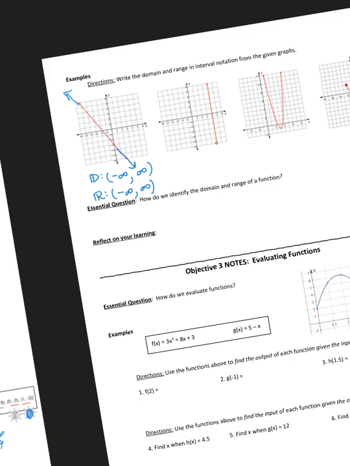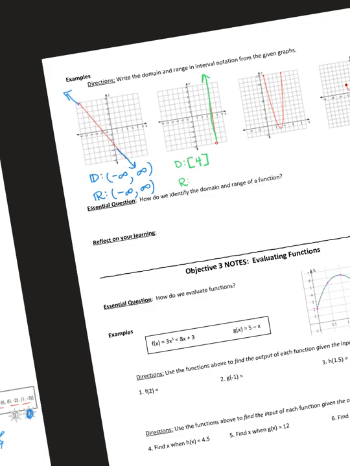For this second example, our domain, if we're looking for the possible x values, all of the x values line up on this same line. So the only x value that we have is 4. Every point has an x value of 4, which means we have to include 4, so we're going to use a bracket, and that's the only number we're going to include.